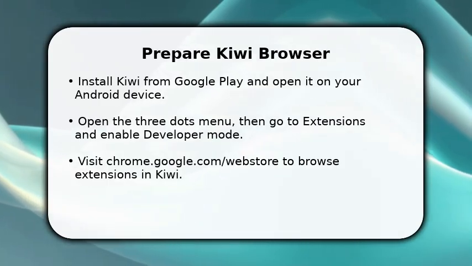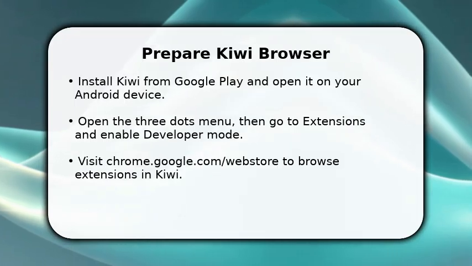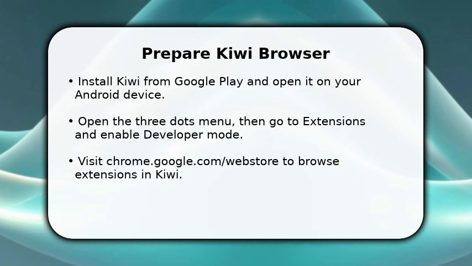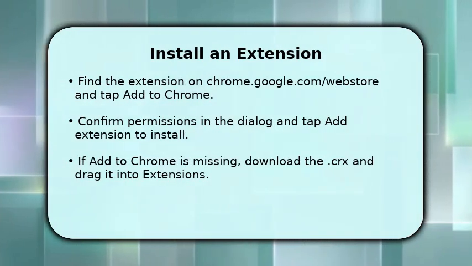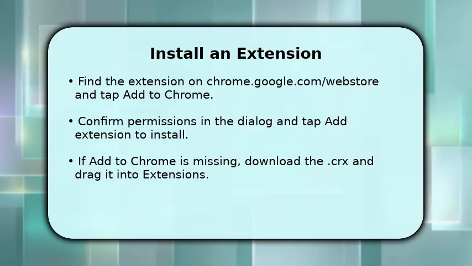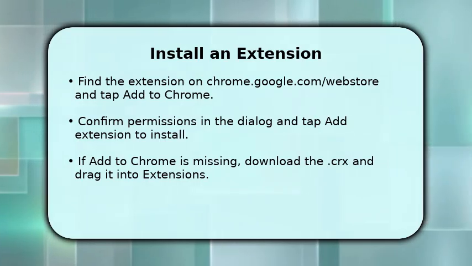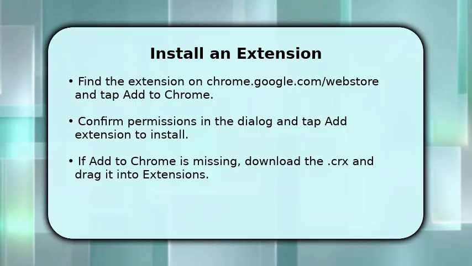Finally, navigate to Chrome.Google.com/Web Store to prepare for installing an extension. Search the Chrome Web Store at Chrome.Google.com/Web Store for the extension you want. When you find it, tap Add to Chrome to start installation. A permissions dialog appears listing site access and data use. Read it carefully. Tap Add Extension to confirm and wait for the install to complete.